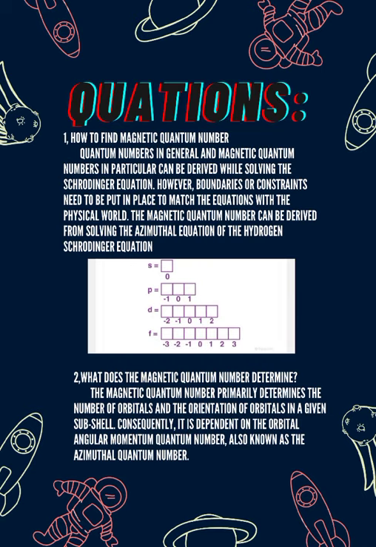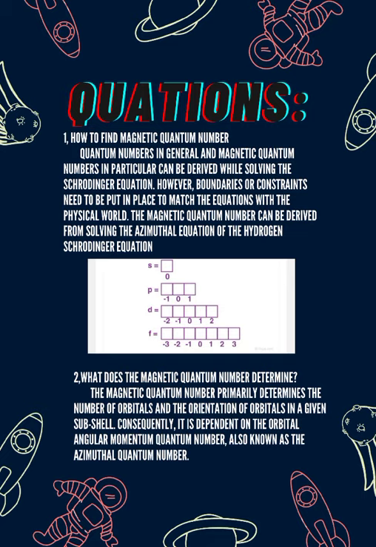Questions. First question: how to find the magnetic quantum number? Quantum numbers in general, and the magnetic quantum number in particular, can be derived while solving the Schrödinger equation. However, boundaries or constraints need to be put in place to match the equations with the physical world. The magnetic quantum number can be derived from solving the azimuthal equation of the hydrogen Schrödinger equation.